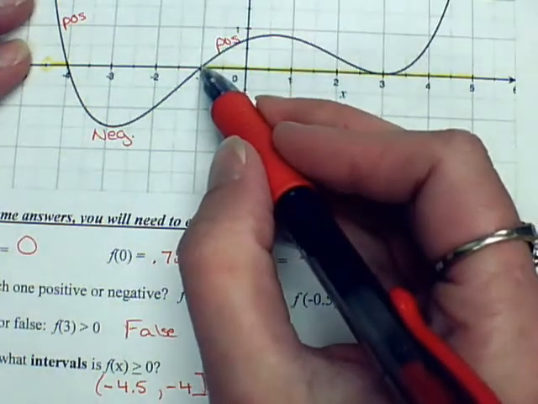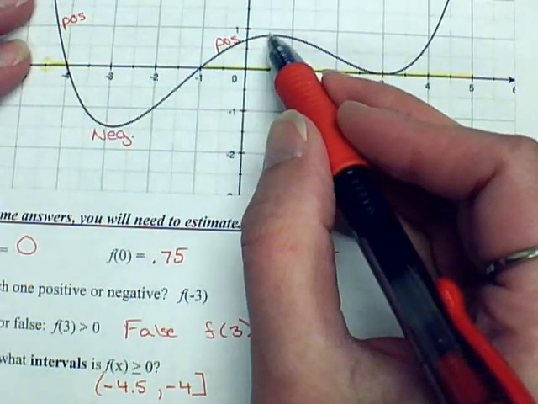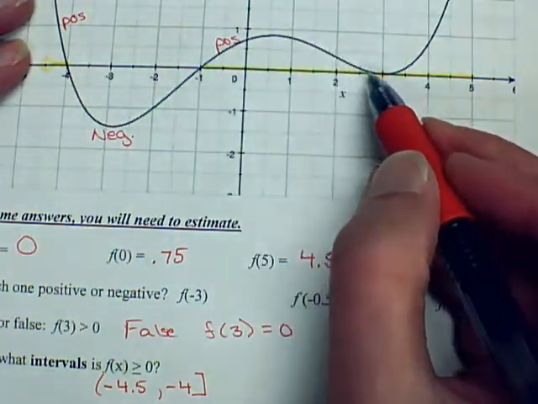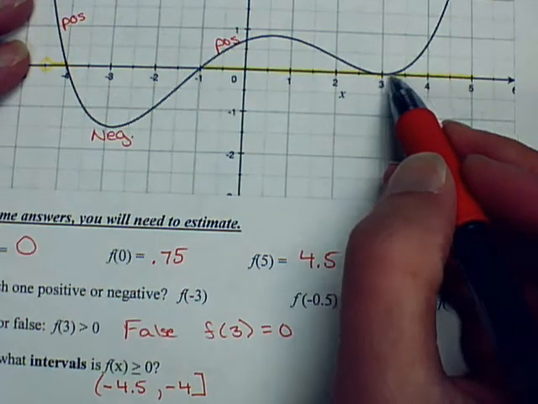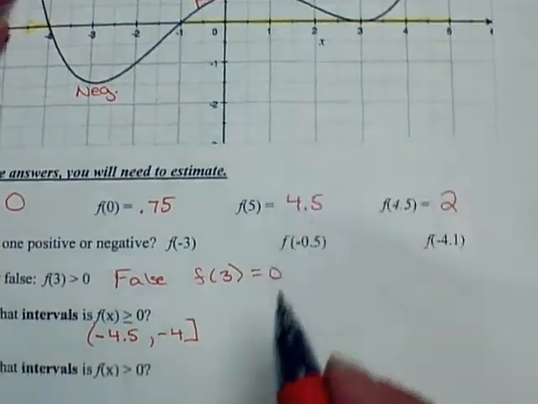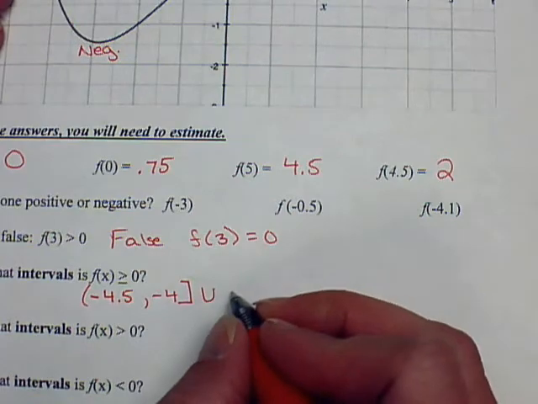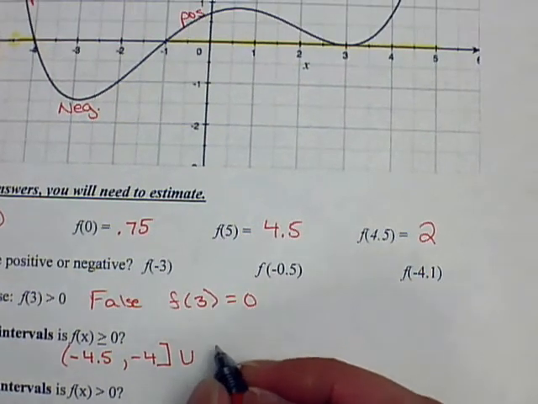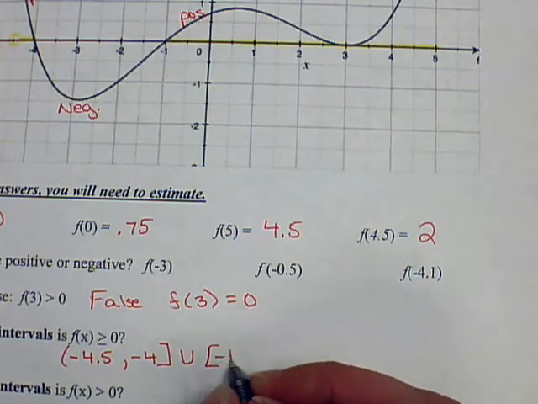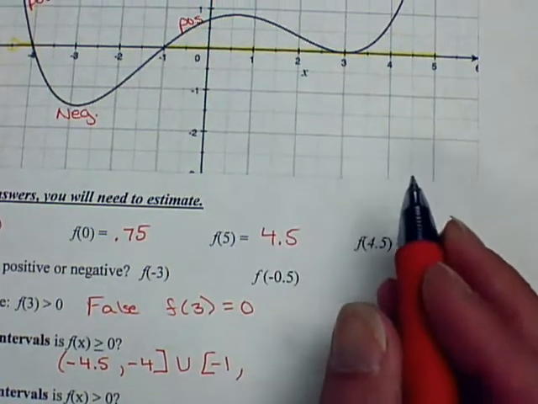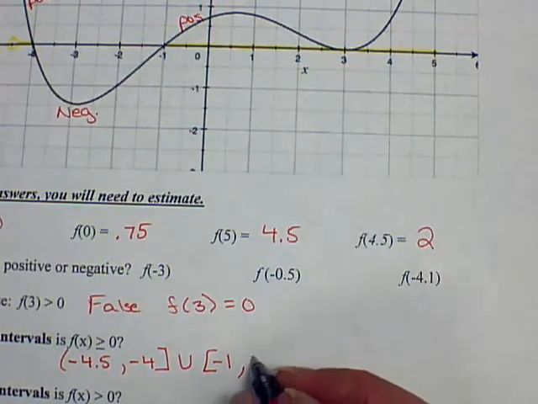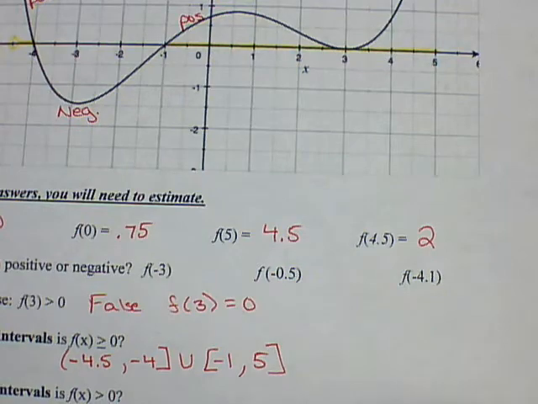Now over here, it's going to start at negative 1. These are positive, so that's okay. That one's equal to 0, so it's okay. These are all positive, so those are okay. So the other section starts at negative 1, goes through 3, which is okay, and goes all the way to 5 and includes that.